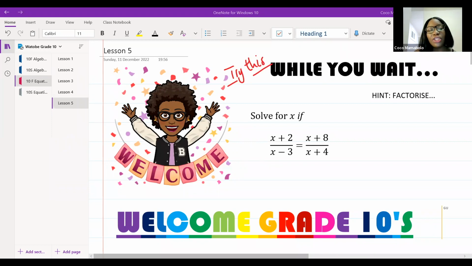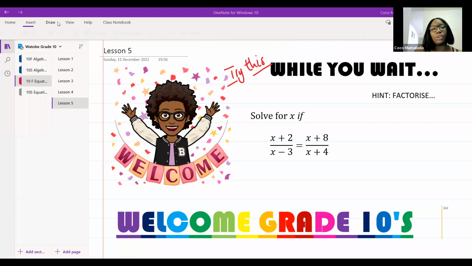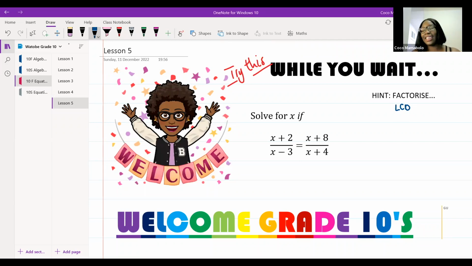2 minutes, everyone, just to try the question that I have on the screen. Solve for x if I've got (x + 2)/(x − 3) is equal to (x + 8)/(x + 4). I'm going to tell you right now, because I've got two fractions and they're already factorized for me, normally I'm going to have to look. Is your two, ladies and gentlemen, take it away. Let me know if you have an answer in the chat.